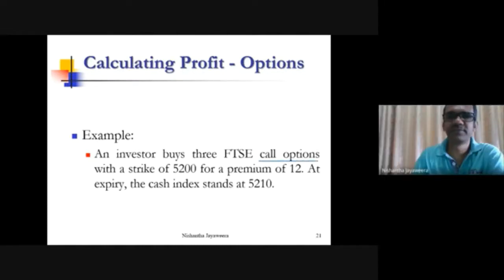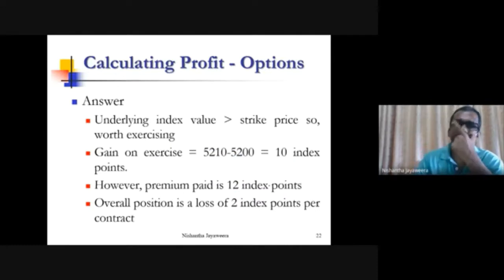It's a call option, and the investor has bought the call option. Strike price is 5,200, and on the expiry date, market price is 5,210. So the spot price is higher than the strike price. So definitely, as the long party, you should exercise your right. The underlying index value is greater than the strike price, so it is worth exercising your right.